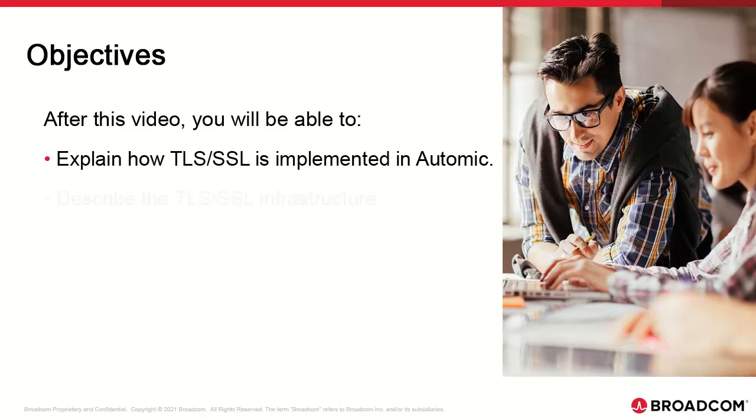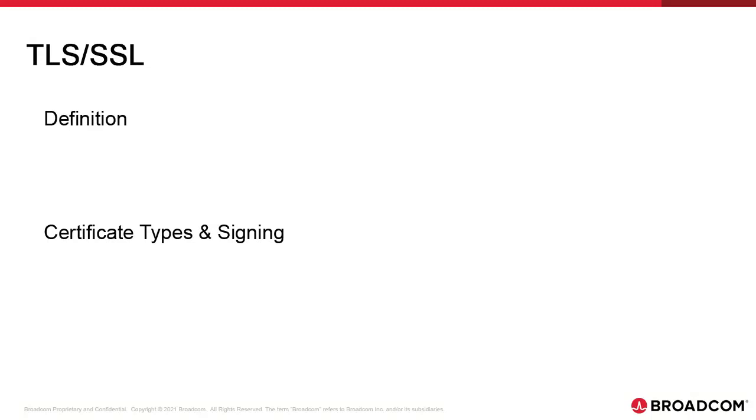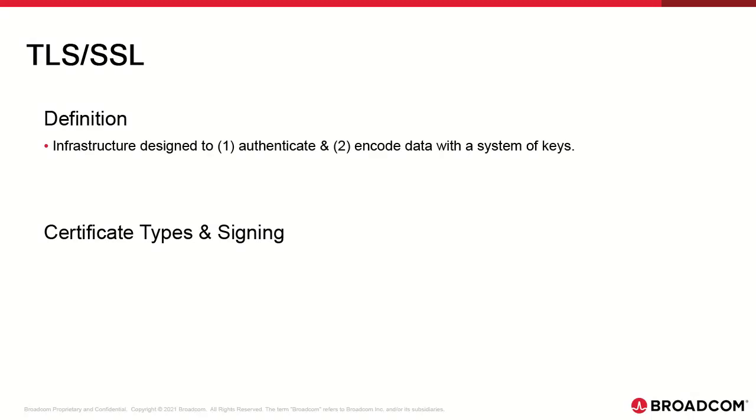In this overview, we'll explain the key concepts and provide a high-level view of the encryption and authentication infrastructure. We'll also show the impact of TLS SSL on each component. The purpose of TLS SSL is to ensure privacy by encrypting data and verifying the identity of the parties using public key cryptography and certificates. If the data is intercepted midpoint, it's unreadable.